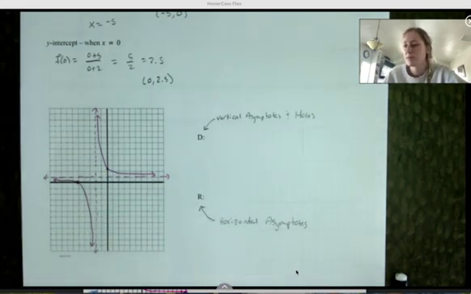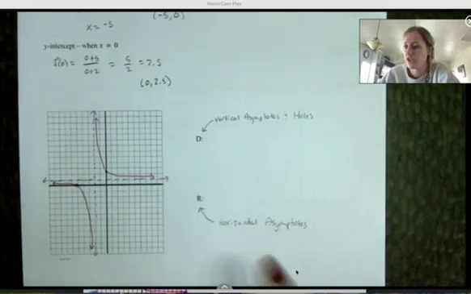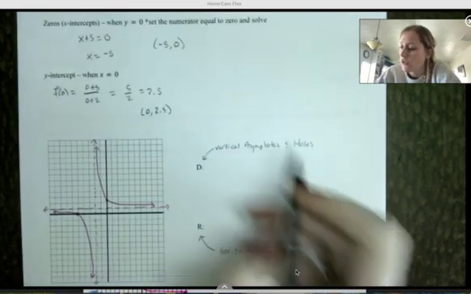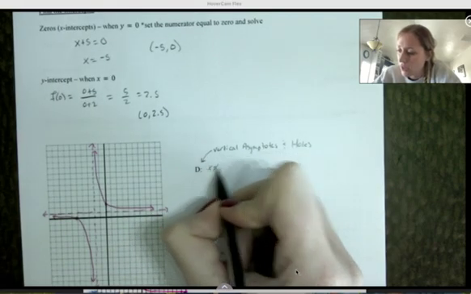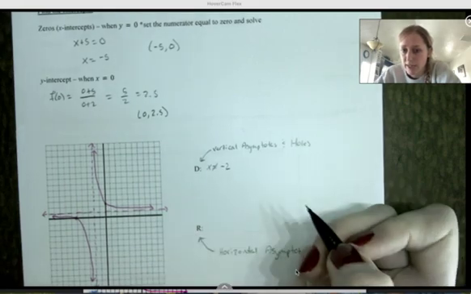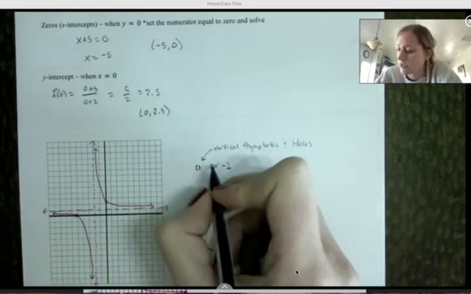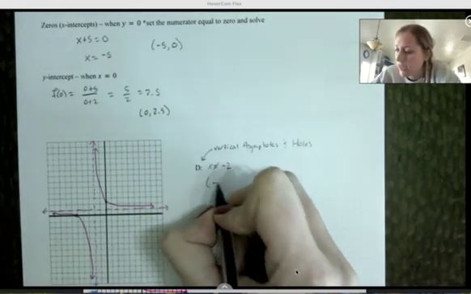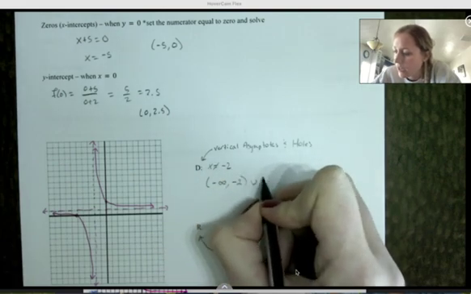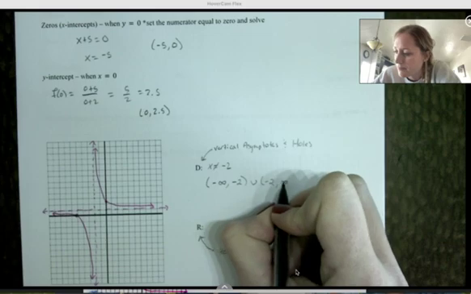So the other thing we're going to be asked about with our graph is the domain and range. So things I need to consider for domain are the values that x could not be. So for this one, x could not equal -2. So if I wrote that in interval notation, that's what you're going to be asked to do today, is -∞ up to -2. And then -2 to +∞.